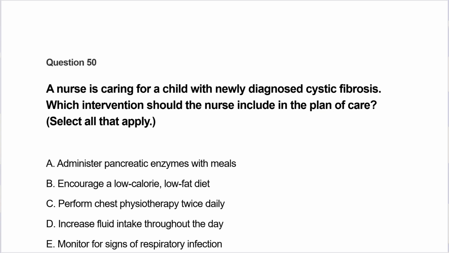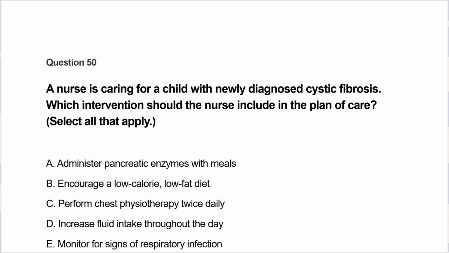50. A nurse is caring for a child with newly diagnosed cystic fibrosis. Which intervention should the nurse include in the plan of care? Select all that apply. A. Administer pancreatic enzymes with meals. B. Encourage a low-calorie, low-fat diet. C. Perform chest physiotherapy twice daily.